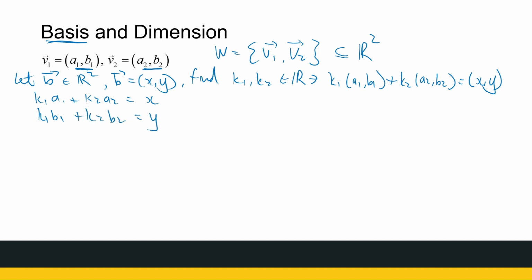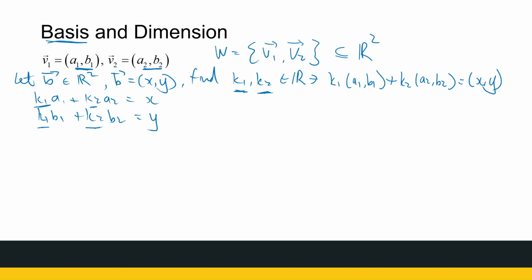Now, I know there's a lot of variables here, but our variables are K1 and K2. In this matrix equation, A1, A2, X, B1, B2, Y stand for fixed real numbers. So I want to calculate K1 and K2. How do I know if they exist? At this moment, I don't care what they are. I just want to know they exist.